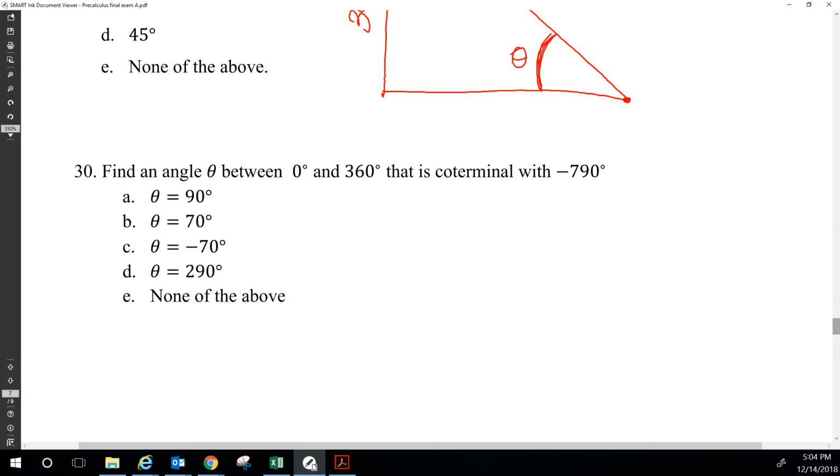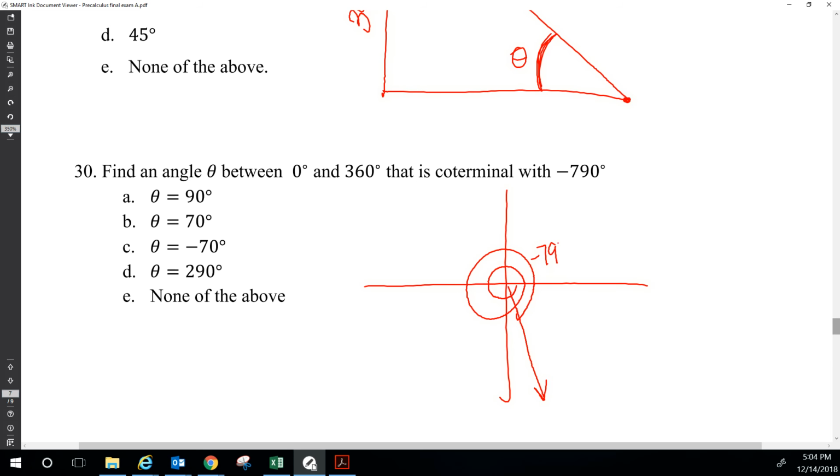All right, find an angle theta between 0 and 360 that is coterminal with negative 790. All right, so here we have our quadrants. I'm going to start here. If we're going negative, we're going backwards. So here's negative 360. One more time would be negative 720. And then 720 plus 70 would be about here. So this is negative 790 degrees.